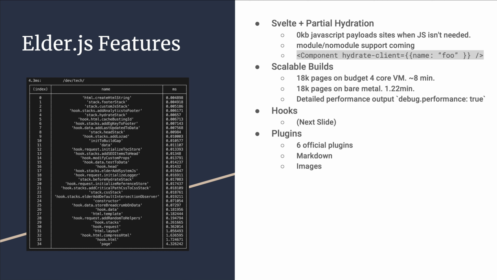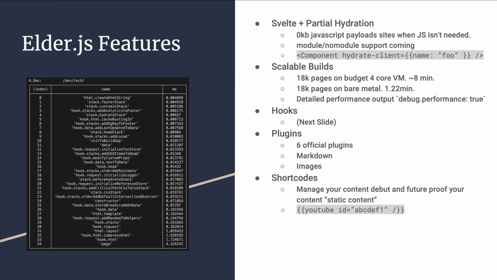There's 6 official plugins for this. If you're familiar with the Gatsby image plugin, that kind of resizes your images and makes them responsive and serves the best needed for the browser that's visiting your site. We offer that. We also have a full Markdown plugin that you basically drop your Markdown files in a folder, and out can spit routes for you in Elder.js. Also, there's shortcode support built into the core, and I can do a whole talk on shortcodes, but it's a great way to manage your static content debt that you have. Unfortunately, in this talk, I just don't have enough time because I want to get into the demo.